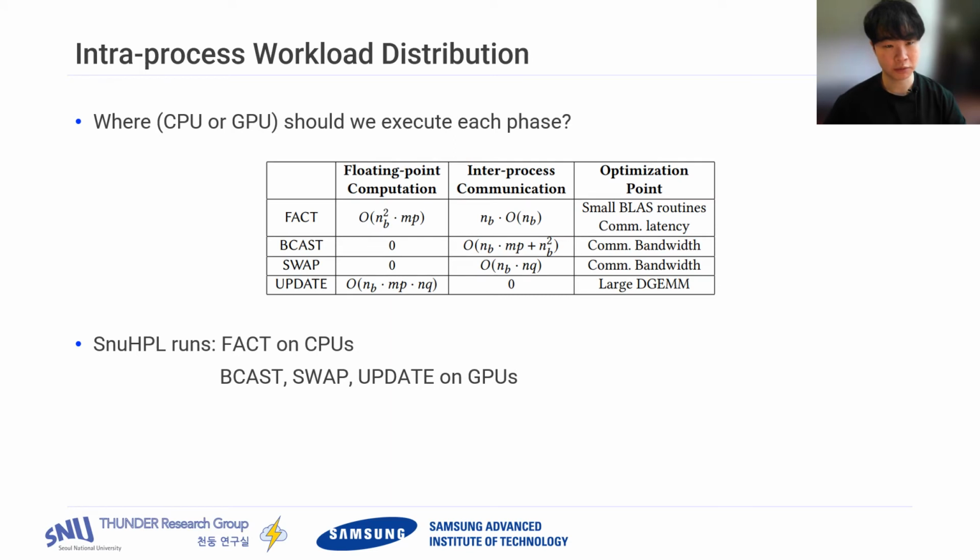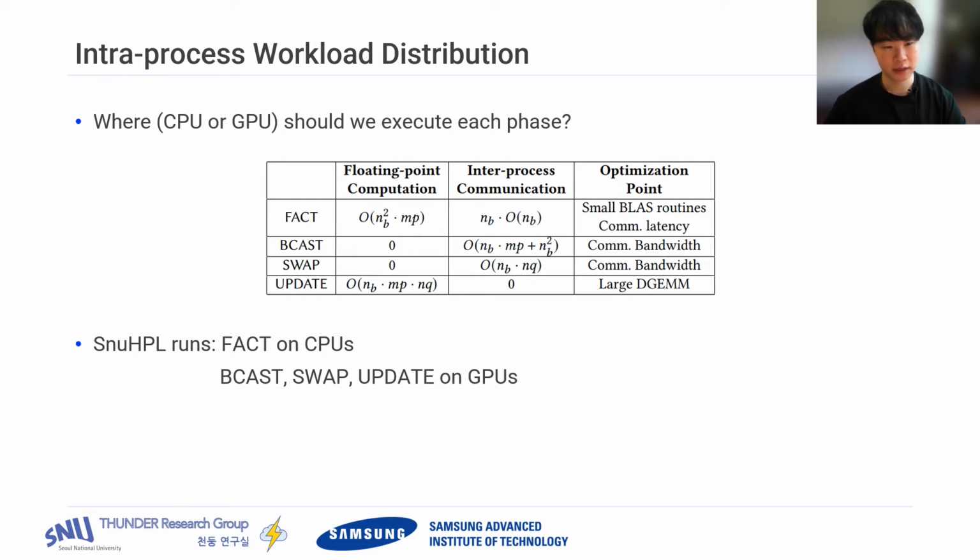The next problem is to decide which device to execute each phase, CPU or GPU. Recall the characteristics of the four phases. Fact phase consists of small and many MPI and BLAS routines. So the performance of the fact phase is bounded by the latency of small BLAS routines and inter-process communication latency. Therefore, we run fact on CPUs.